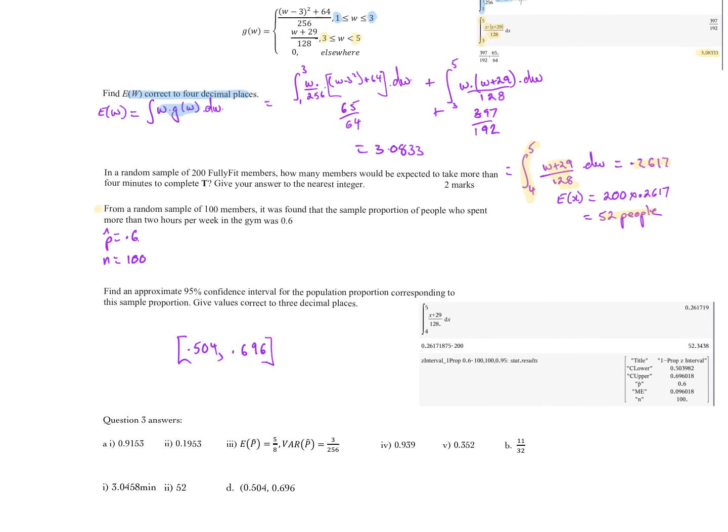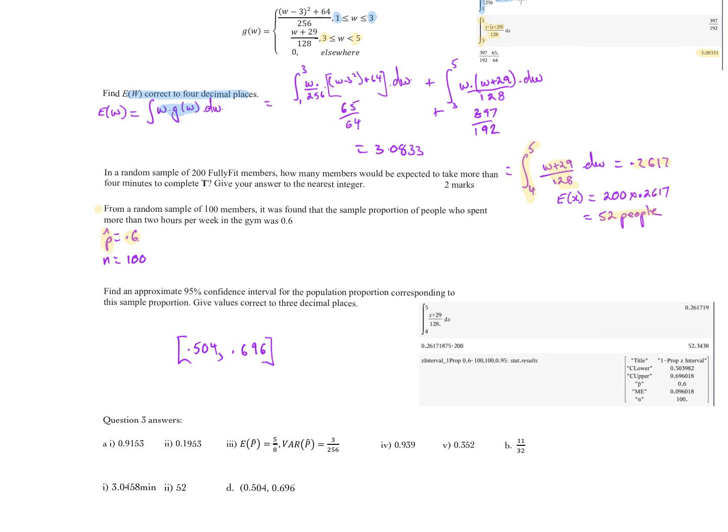Right, from a random sample of 100 members, it was found that the sample proportion of people who spent more than 2 hours per week in the gym was 0.6. So my p hat is 0.6, my sample size is 100. Yeah, because it's a sample proportion. Remember we had 1,500 members or something like that. We've just surveyed 100 of them. Find an approximate 95% confidence interval for the population proportion corresponding to this sample proportion. Give values correct to 3 decimal places.